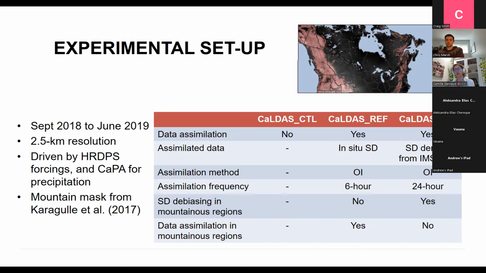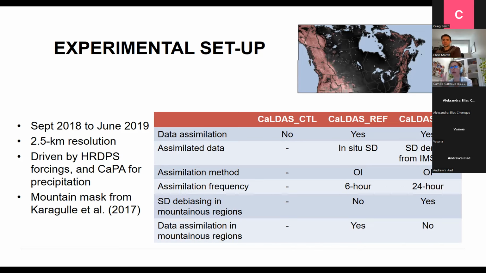What the ECMWF does to mask out mountains is use a simple 1,500 meter altitude threshold. We looked into a different way of doing it, and we use a mountain mask based on a study from Karagulle et al. in 2017, which defines mountainous regions based on slope, local relief, and profile type. This is what is portrayed by the pinkish area in this figure.